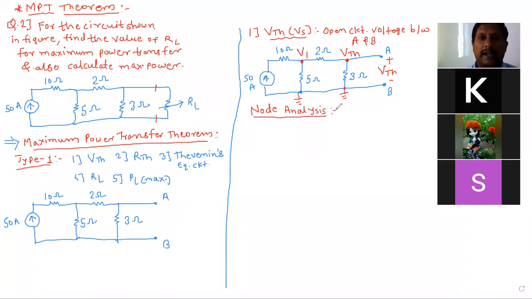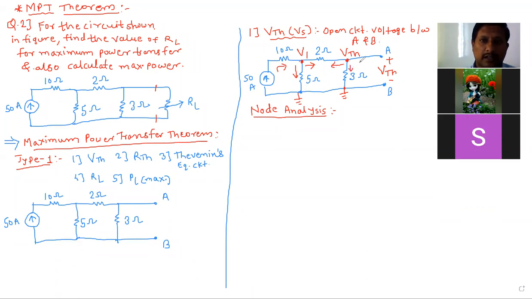So at both nodes we have to apply the KCL. Okay. So this is incoming. Take as it is 50 ampere. This is outgoing, and this is outgoing. You can assume this is outgoing, this is outgoing, and this is 0 ampere because no current is flowing through that right hand side. So apply the KCL at V1 and at VTH. We can get two equations, and based on those equations, we can get the value of V1 and VTH, but we require only VTH.